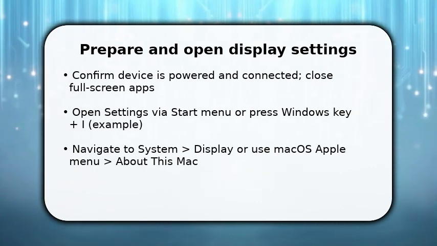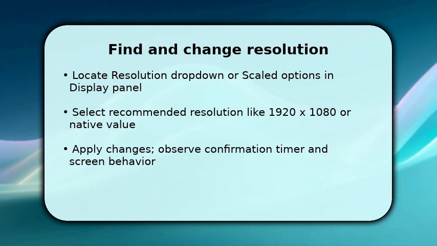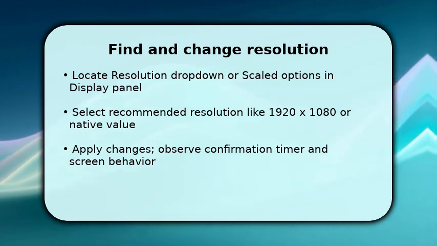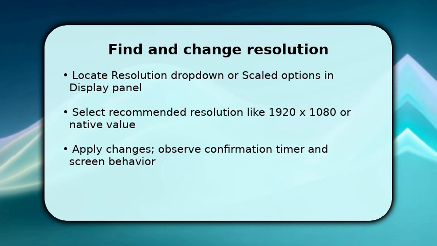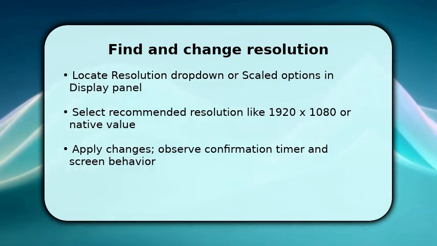Now you locate the resolution control. On Windows, look for the resolution drop-down under Scale and Layout. On macOS, open Displays and check Scaled. Choose the recommended or native resolution, such as 1920 x 1080 for many screens, because native preserves sharpness.